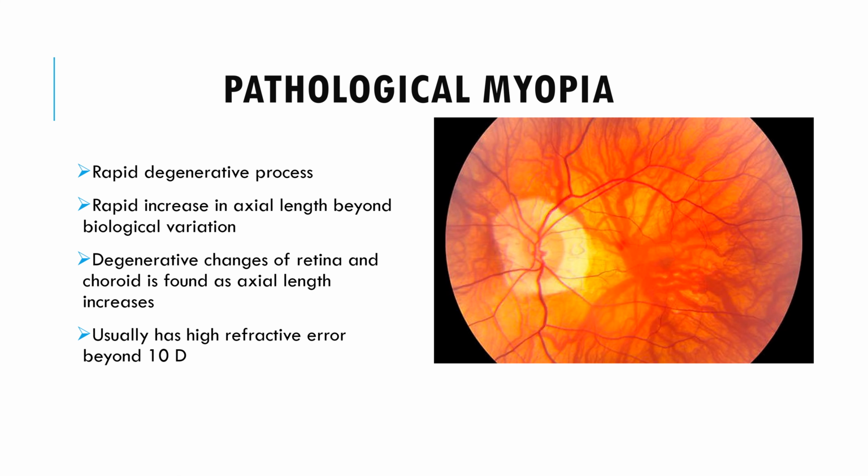The third on the list is the pathological myopia. This is a rapid degenerative process. The rapid increase in axial length is noted beyond the biological variation, causing degenerative changes of the retina and the choroid, and they usually have a refractive error of more than 10 to 20 diopters.